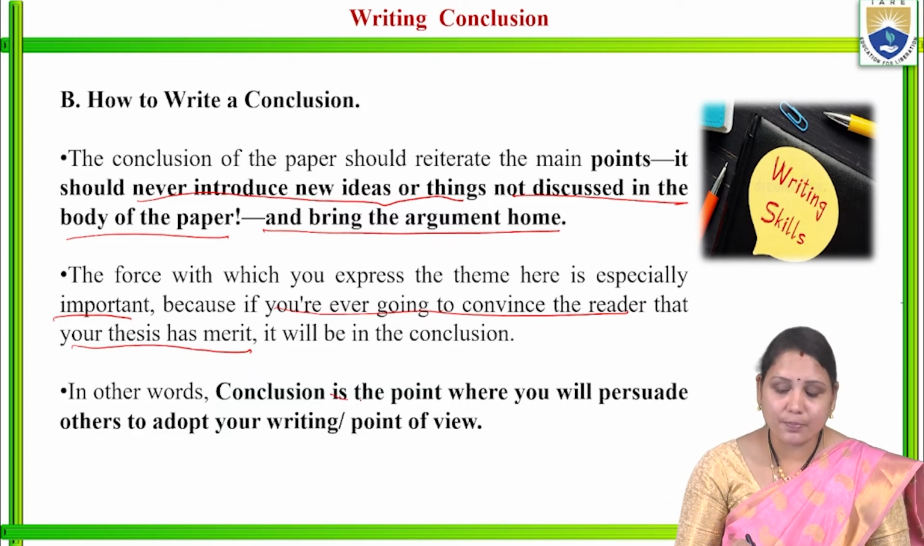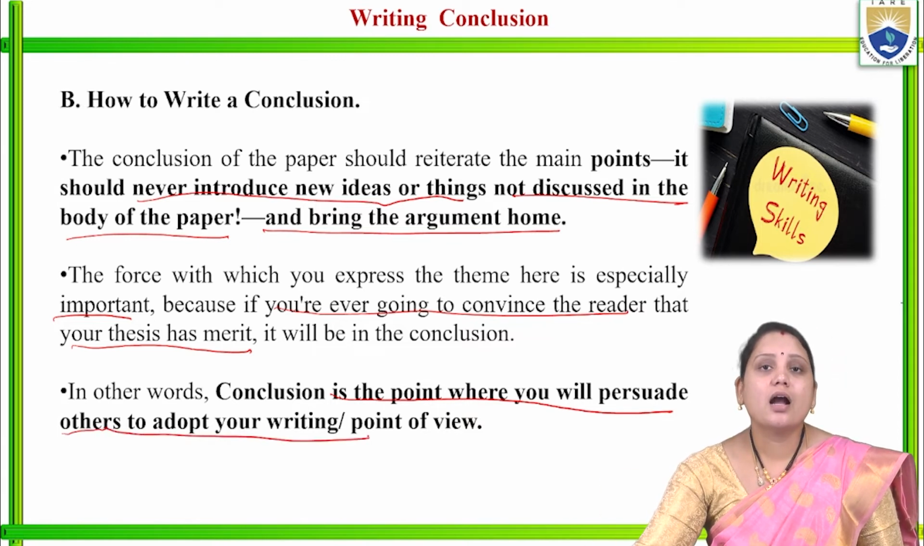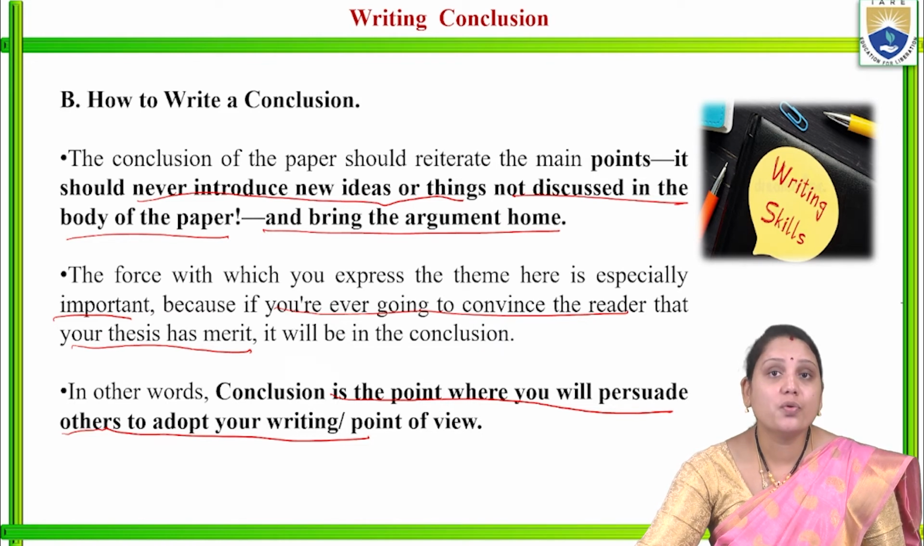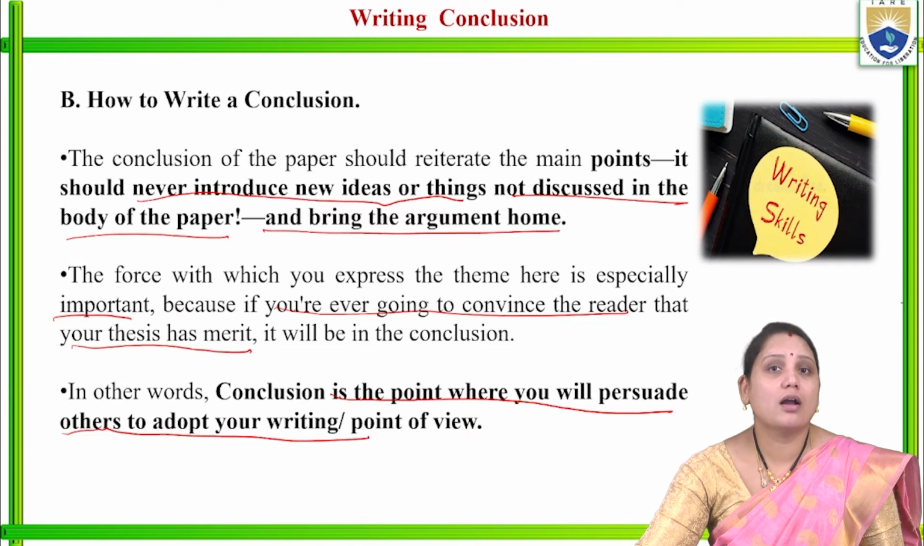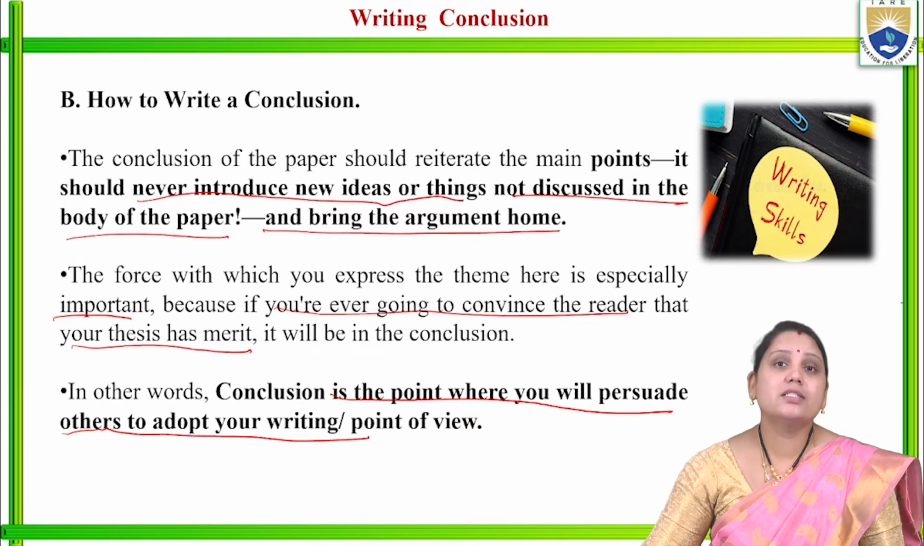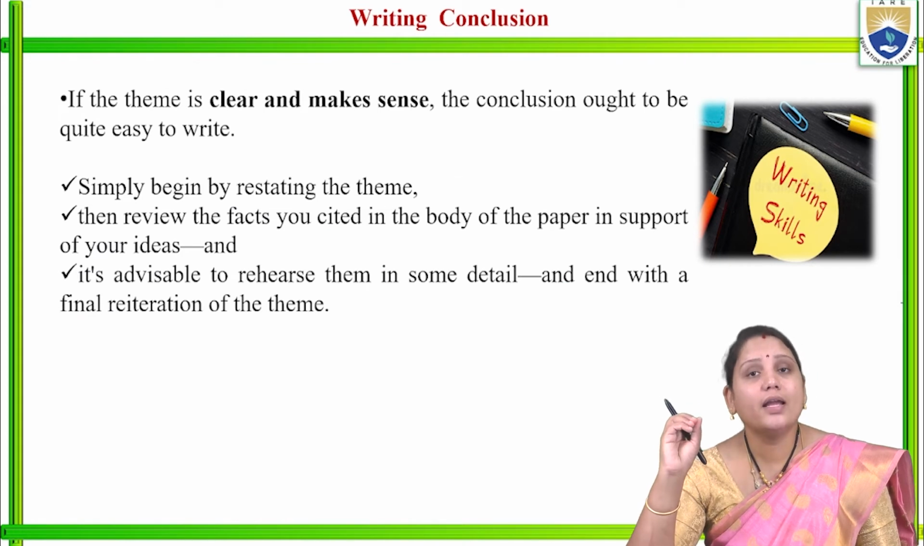Next, the conclusion is the point where you will persuade others to adopt your writing. Conclusion is the place where you will persuade. That means you will create that interest in the reader to accept your writing, to accept your paper, and make sure that all the points are addressed so that they are properly closed in the conclusion, such that your audience is accepting your conclusion by the end. So, it is persuading your audience or the readers at the end of your write-ups.